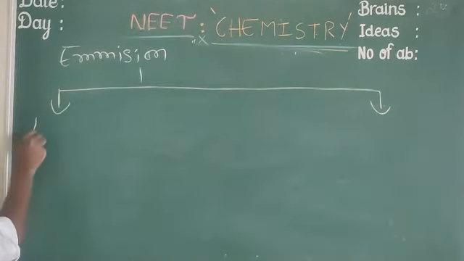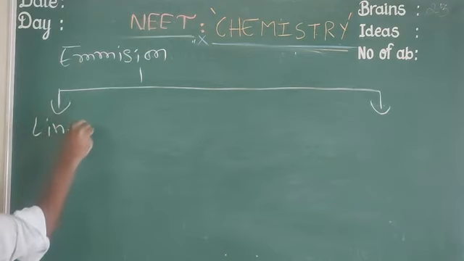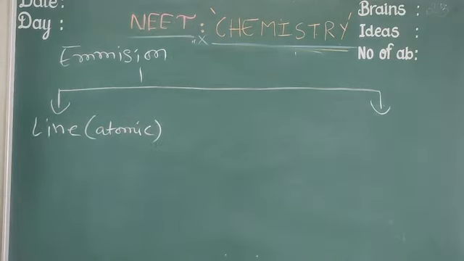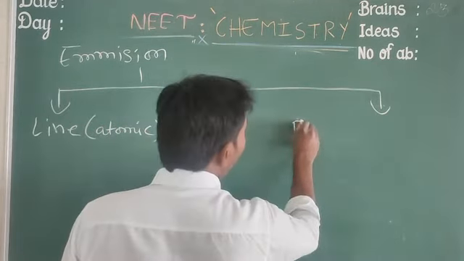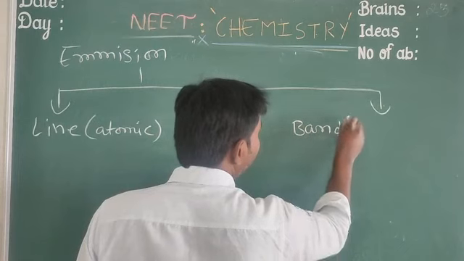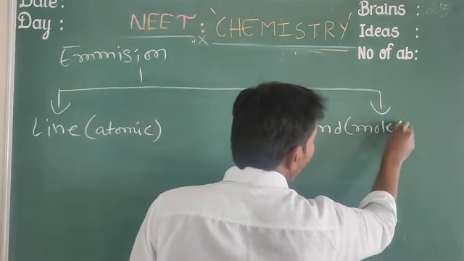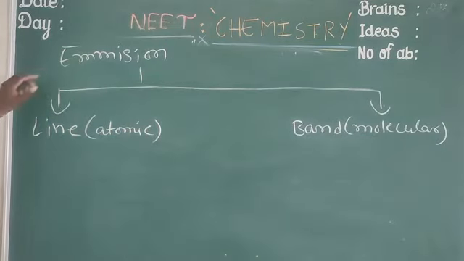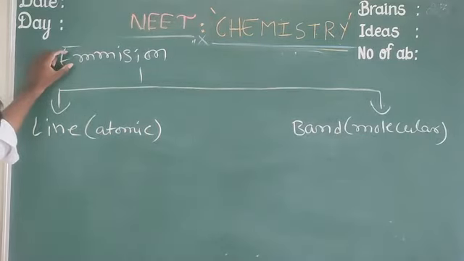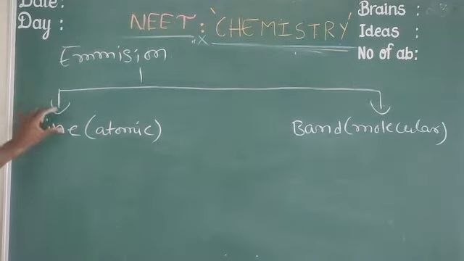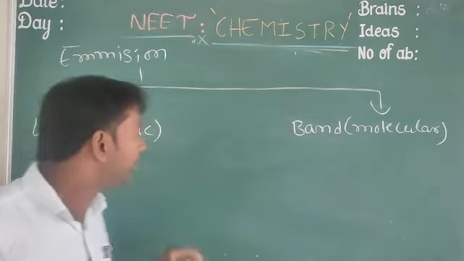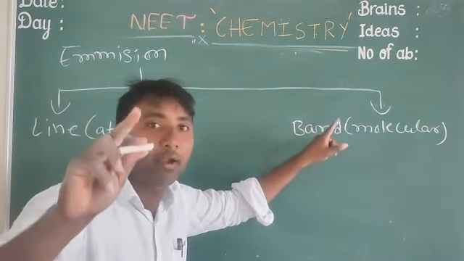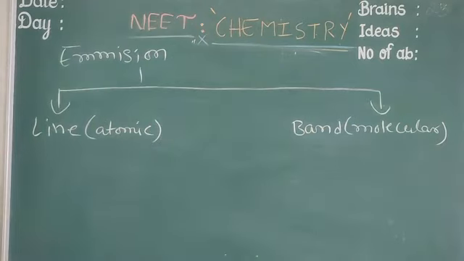Line spectrum, this is also called atomic spectrum. Band spectrum, this is also called molecular spectrum. So again, emission spectrum has two types: line spectrum and band spectrum. Line spectrum is also called atomic spectrum, band spectrum is also called molecular spectrum.